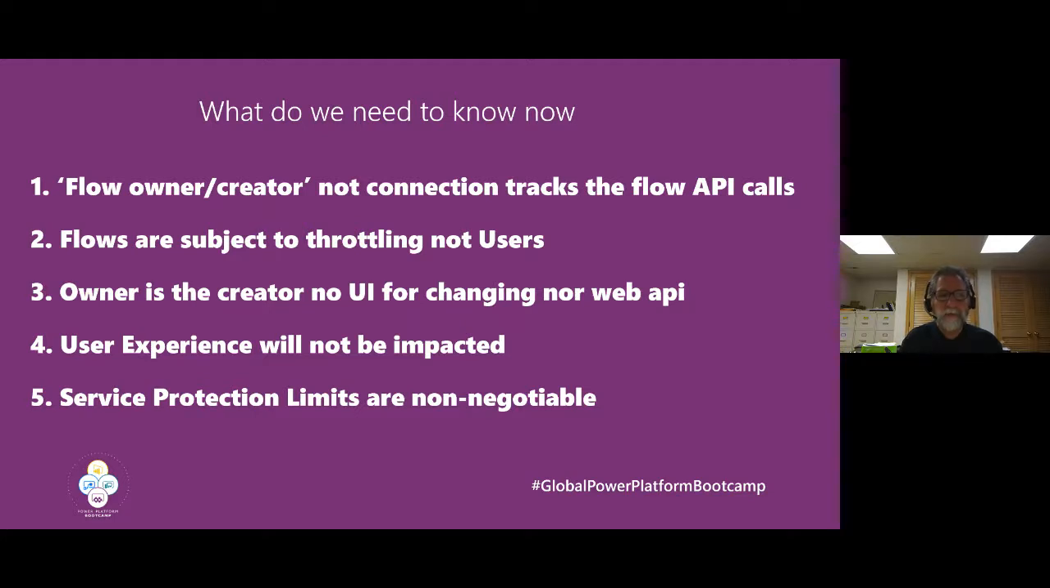Lastly, there is no way that you can call up to support and get out of the service protection limits. Everybody has to abide by the service protection limits. Even Microsoft's first-party applications do. For example, the customer voice team is going to be releasing a change to their data model because they've had situations where they have exceeded the service protection limit, and you get a 429 error when you've overrun the protection limit.